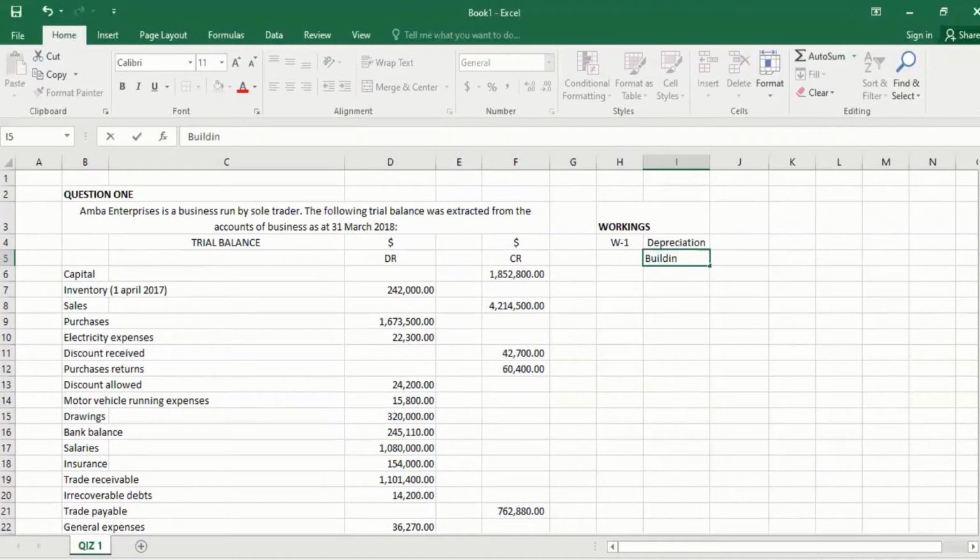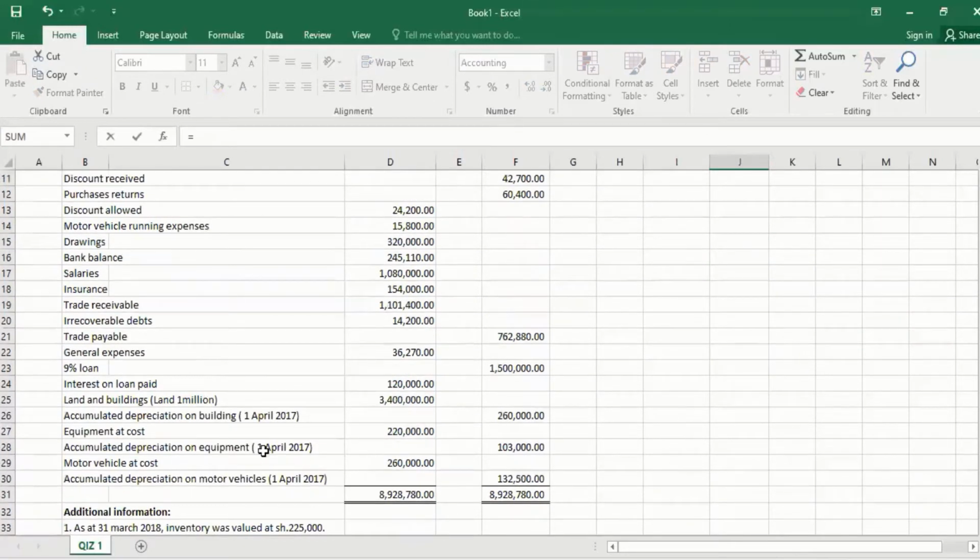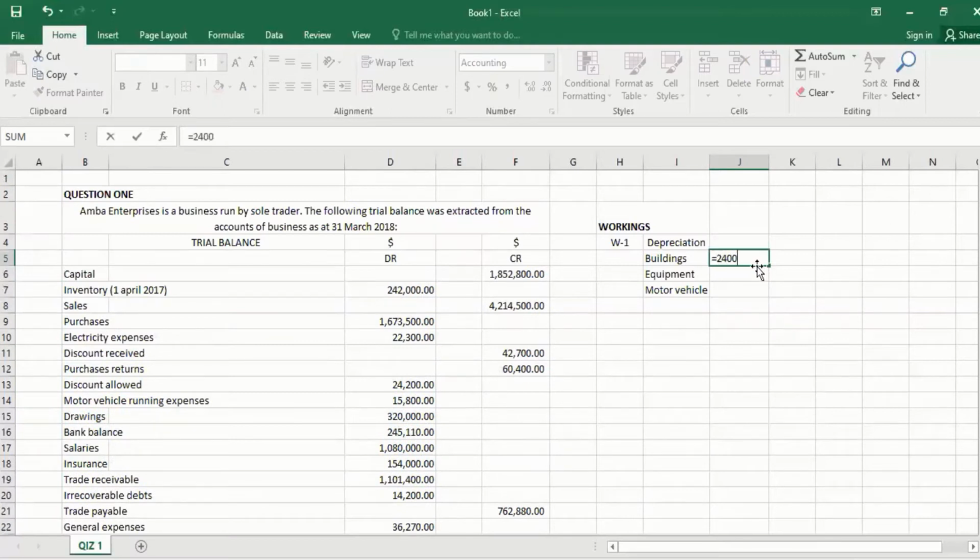You can see we have buildings, we have equipment that need to be depreciated, we have motor vehicle that need to be depreciated, or motor van. So I want to depreciate the building. For the value for the building, you can see land and building is 3.4. So the value of building here is 2.4 from 3.4. So I'll get 2.4 million.